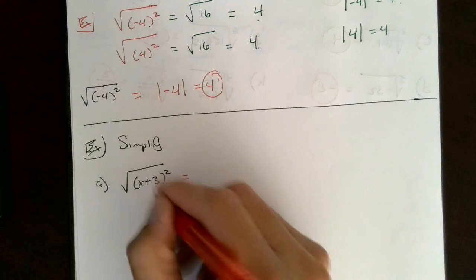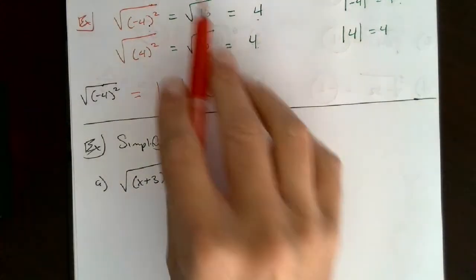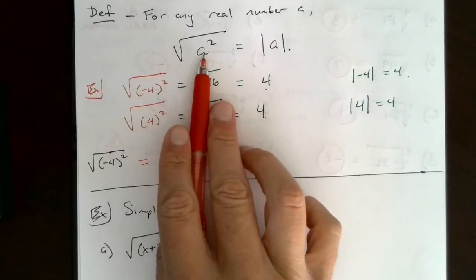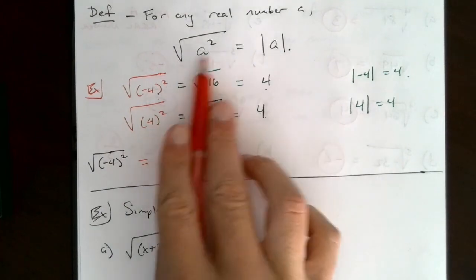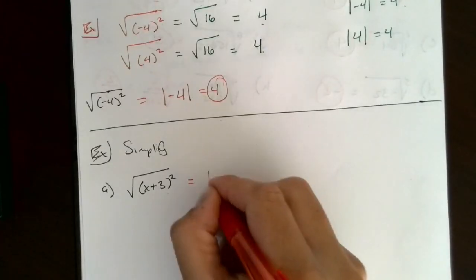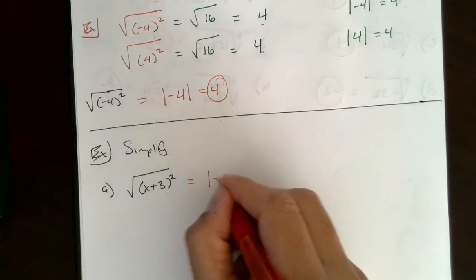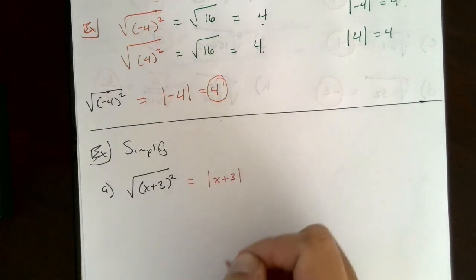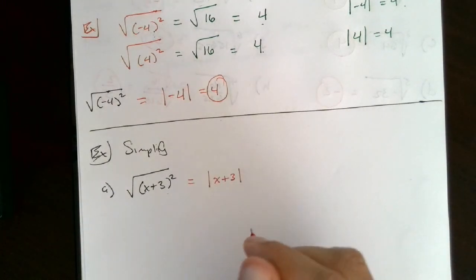So you get the square root of something squared. Well, what's this say? When you have the square root of something squared, you just take the absolute value of whatever that base was that was getting squared. So it's going to be the absolute value of what's getting squared? Well, it's x plus 3. And then you leave it like that. There's really nothing else to do with that.